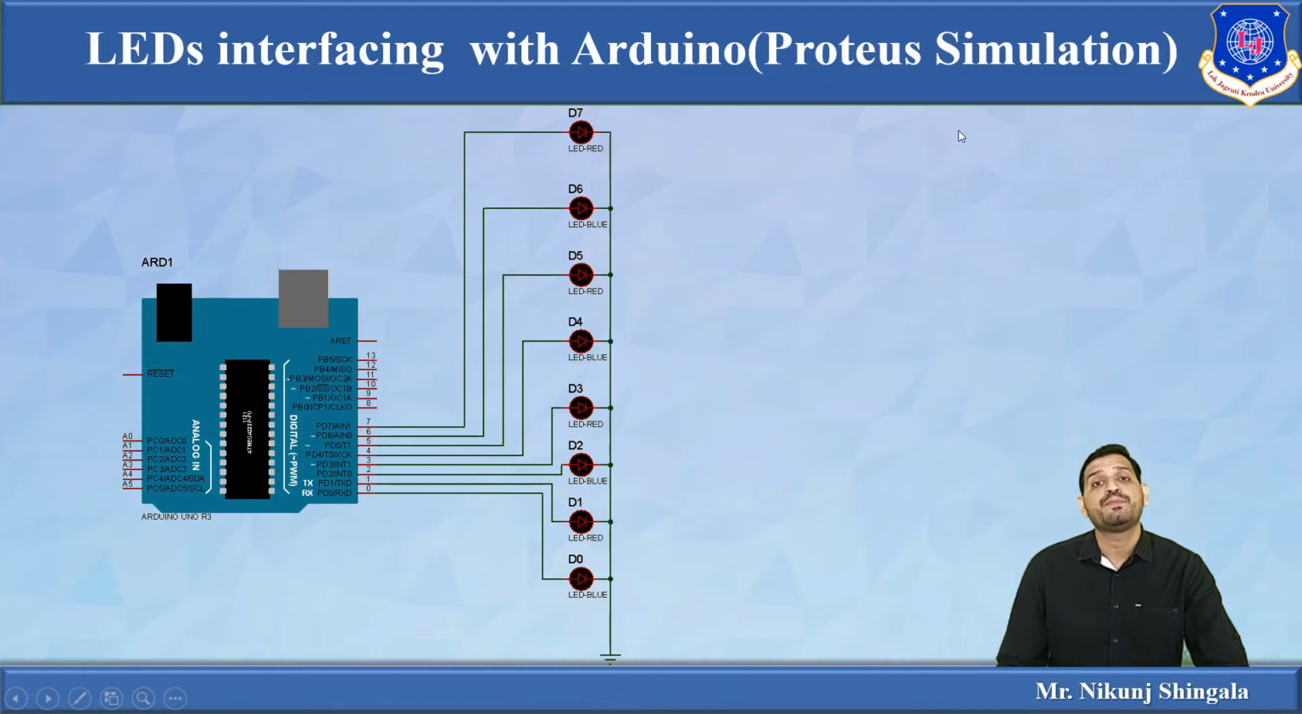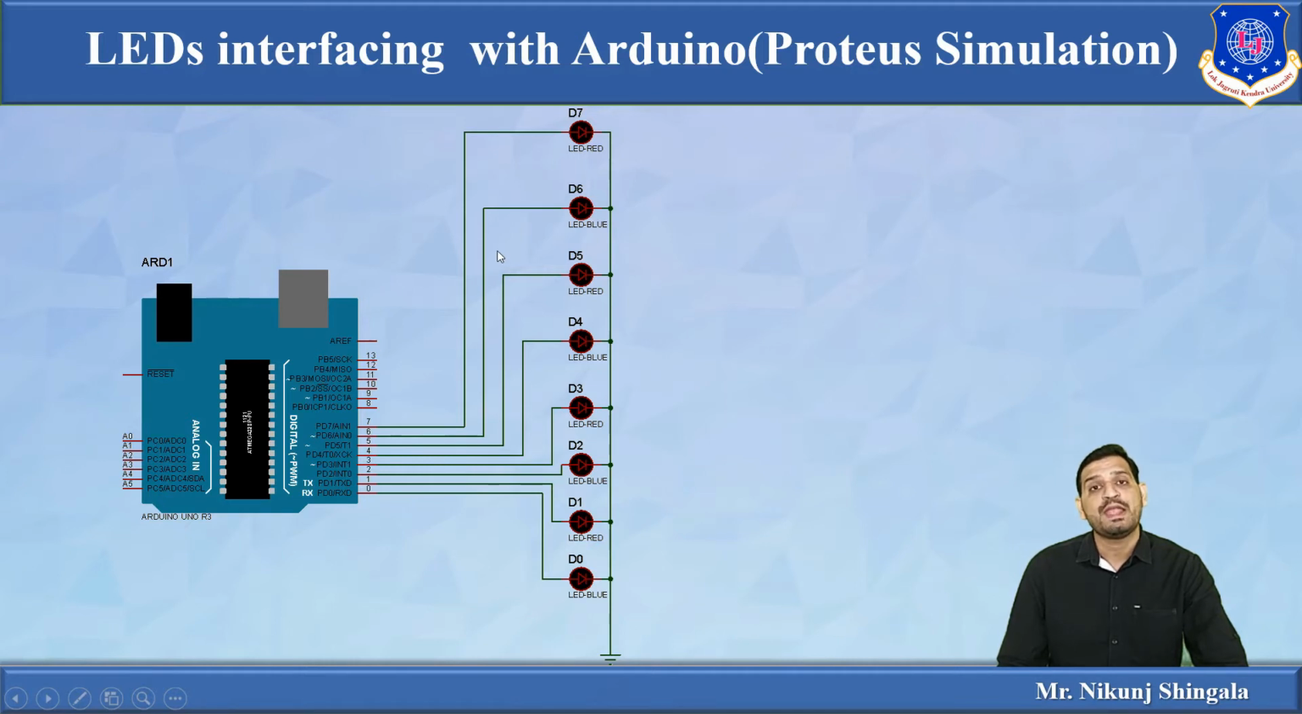Now moving toward the Proteus simulation. Here is how in Proteus you can connect the LEDs and turn them on and off. As I mentioned, I have used 8 LEDs for the Proteus simulation, and those 8 LEDs are connected to the data pins D0 to D7. I have used red and blue LEDs alternately. You can see here D7 is connected to the red LED, D6 is connected to the blue LED, D5 is connected to the red LED, and so on. All LED anodes are connected to the digital pins of the Arduino, and all cathodes are connected to ground. So the circuit is completed.